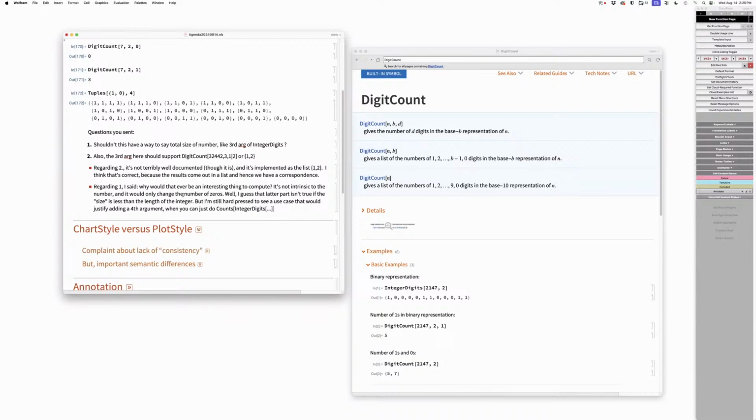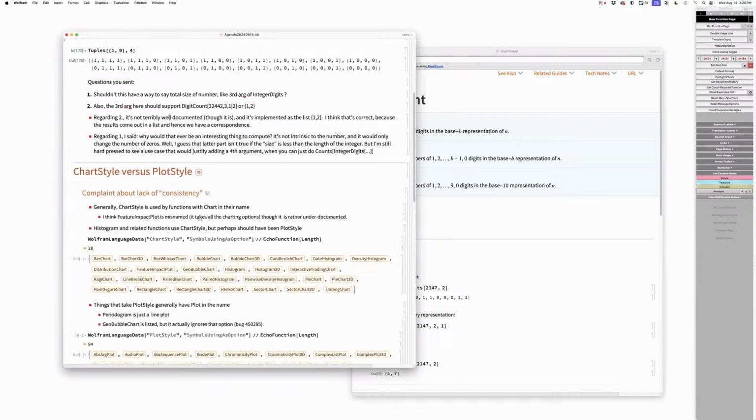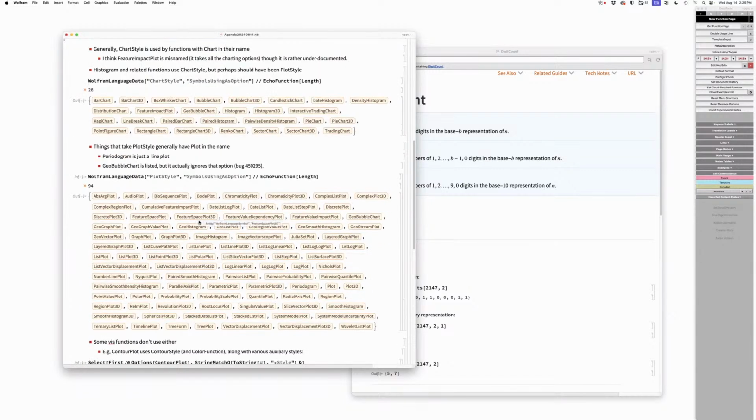Okay, chart style versus plot style. Right. So you complain, well, how can anybody ever figure this out? And my first reply is that, first of all, generally things with chart in the name take chart style.